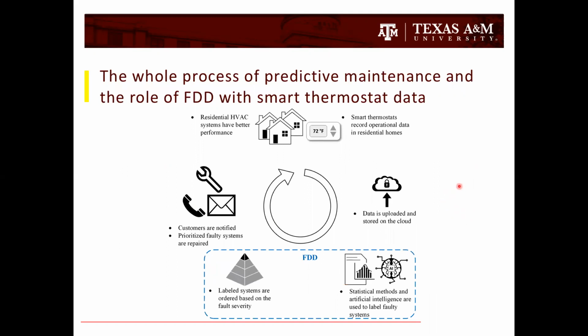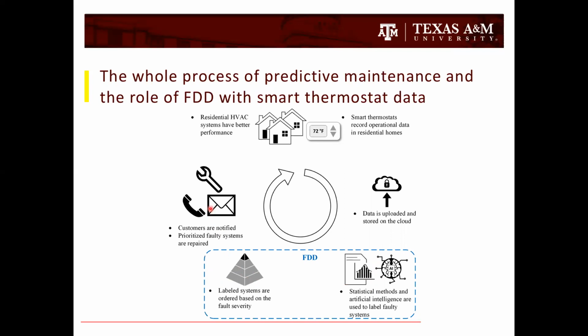The whole process for the FDD is as follows. First of all, smart thermostats record operational data in residential homes and then upload it to the cloud. Then, on the remote platform, the FDD methods start functioning by using statistical methods and artificial intelligence methods to identify faulty systems. After that, detected faulty systems are ordered based on the severity of faults.